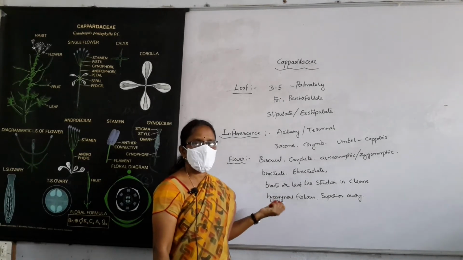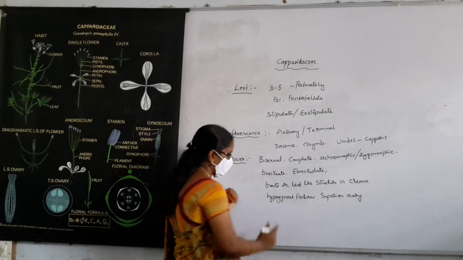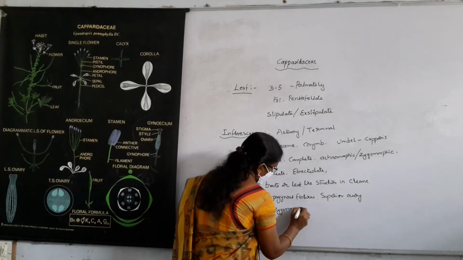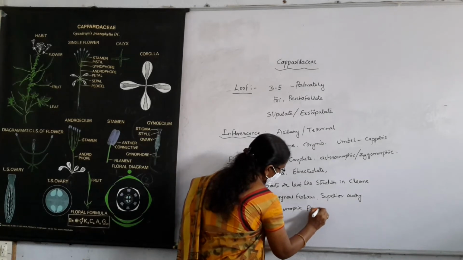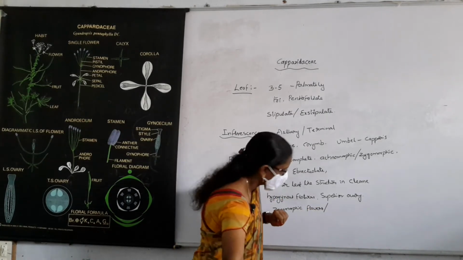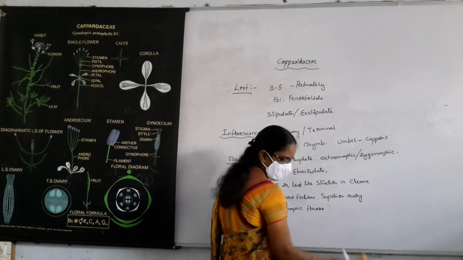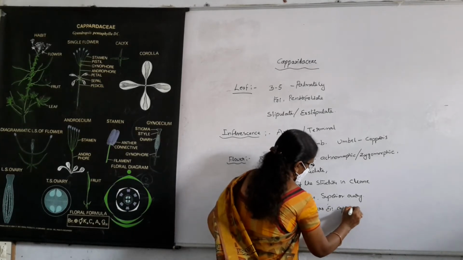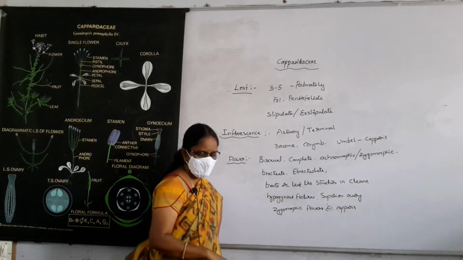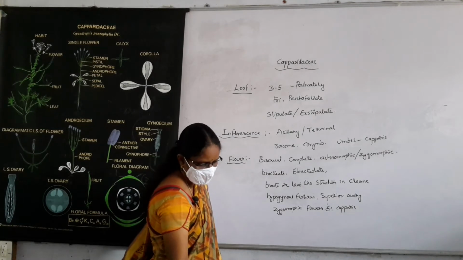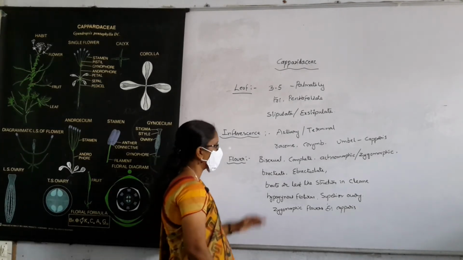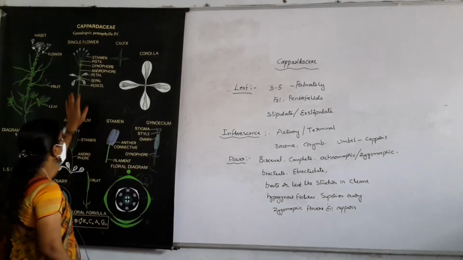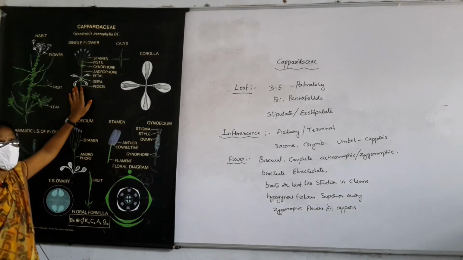Normally zygomorphic flowers are present in Capparidaceae families. In Capparidaceae, the flowers are zygomorphic. This is the flower. First one is bisexual. This is a single flower, LS of single flower.